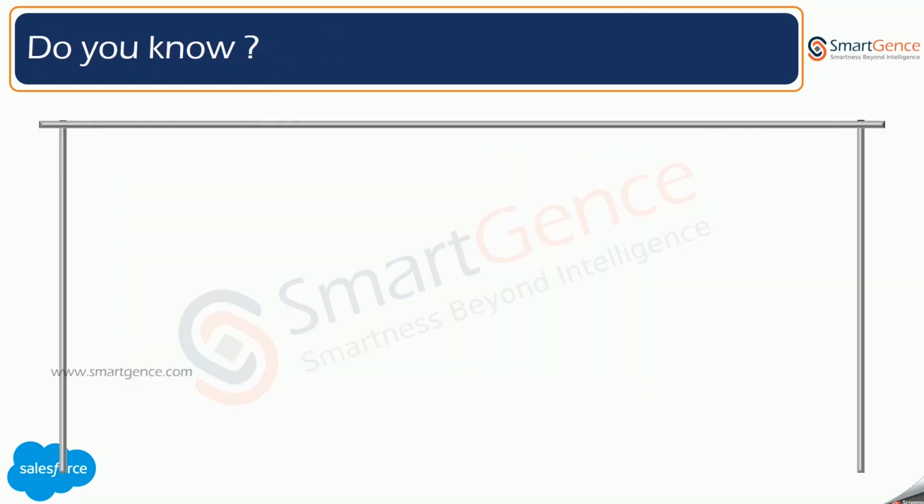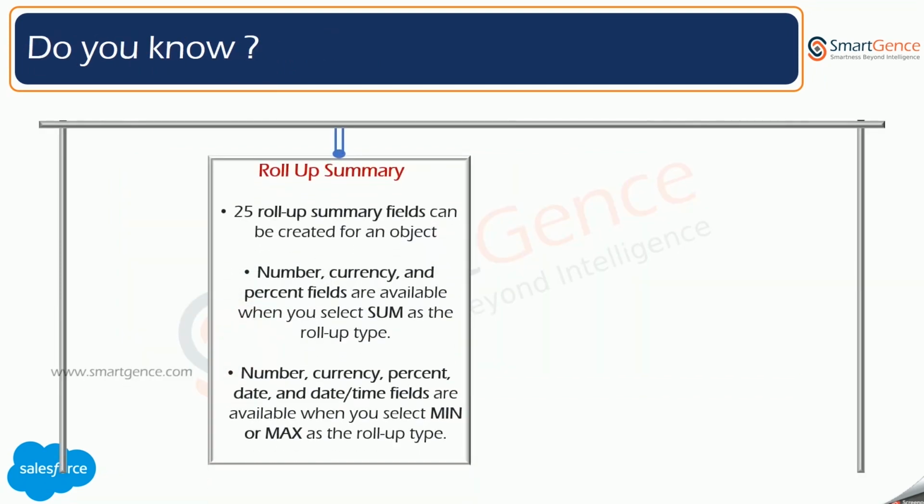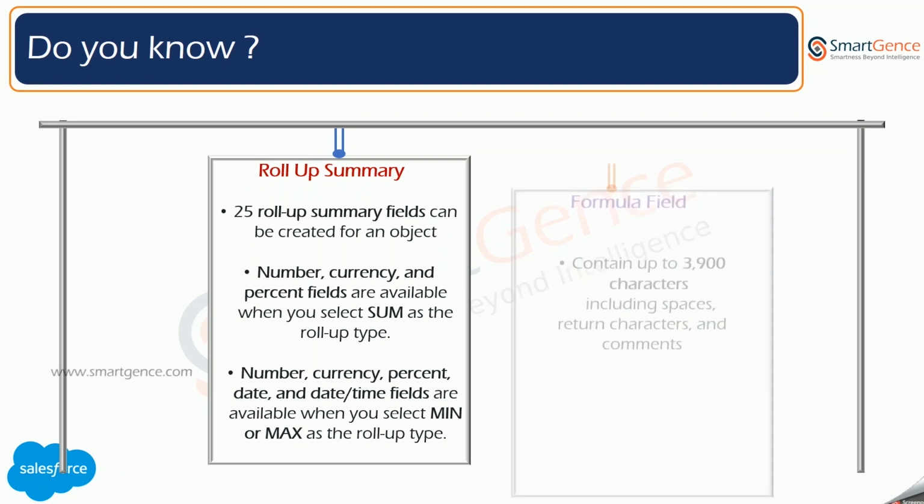So, a few quick facts. Firstly, regarding the rollup summary field, we can create 25 rollup summary fields for an object. And only a certain set of fields can be used for the types of rollup summaries we have seen. For sum, we can use only number, currency, and percent fields. Whereas for minimum and maximum, we can use the same three, and in addition to those, we can also use the date time field.